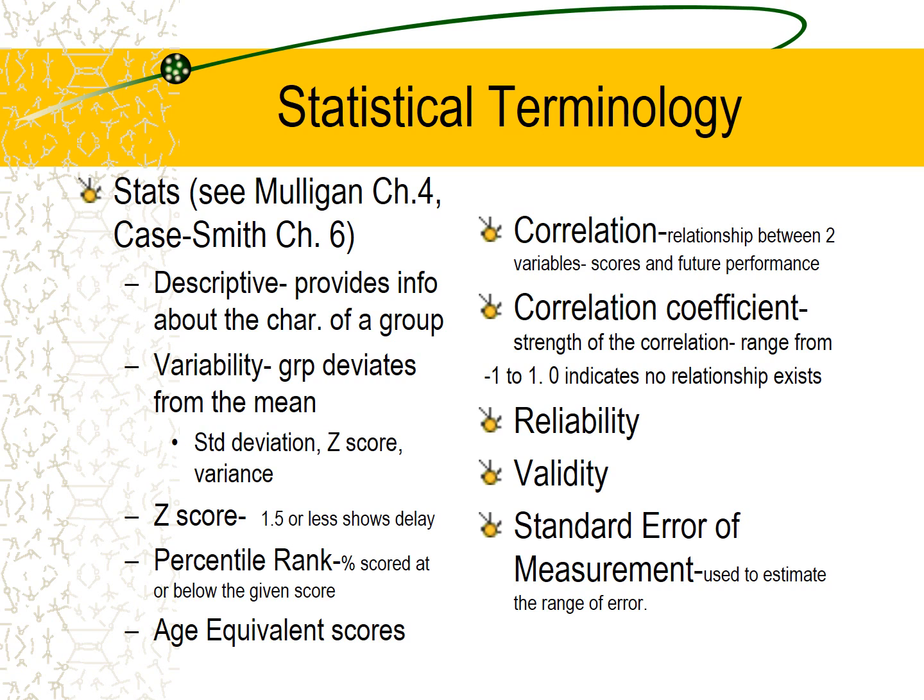If you haven't done so already, your Mulligan Chapter 4 and your K-Smith Chapter 6 go through all of these in greater detail. They give examples, those sorts of things. So please go through and review those in greater detail within those readings. They're really quite good.